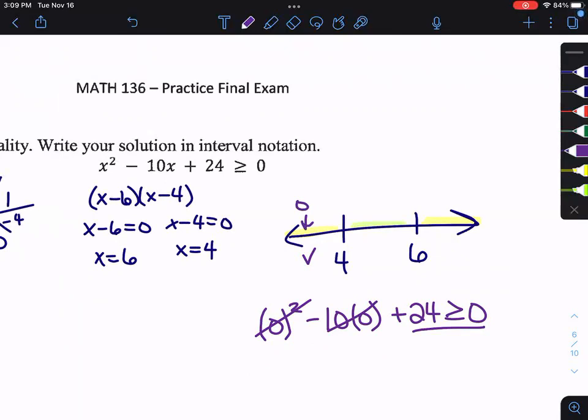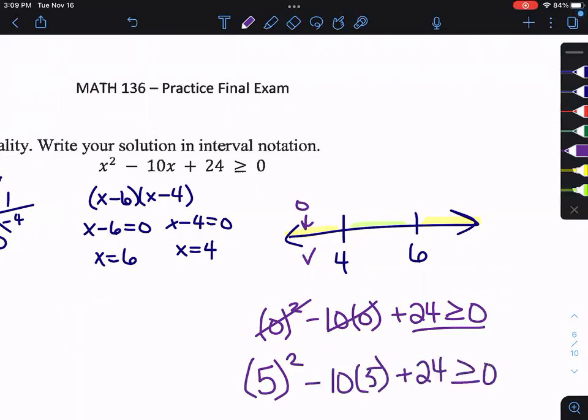Then we're going to check another number. In this case, I would say the most obvious would be to check 5. If I check 5, I would have 5 squared minus 10 times 5 plus 24, and I want to see if that's greater than or equal to 0.